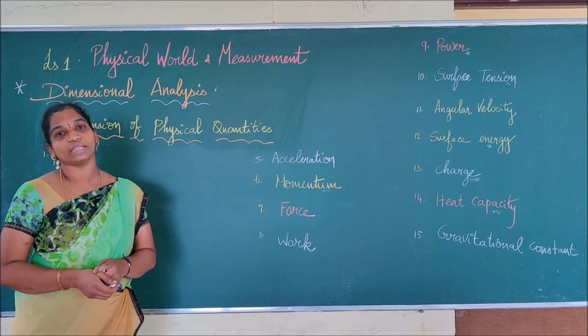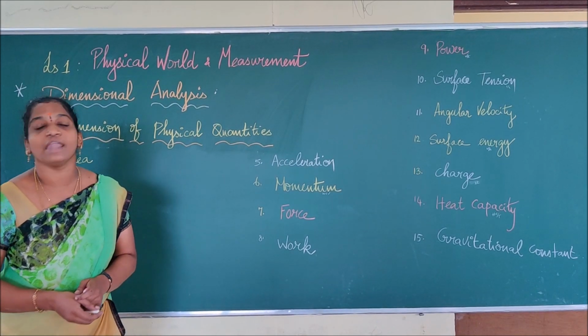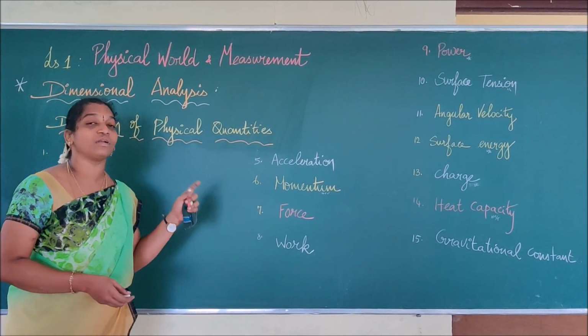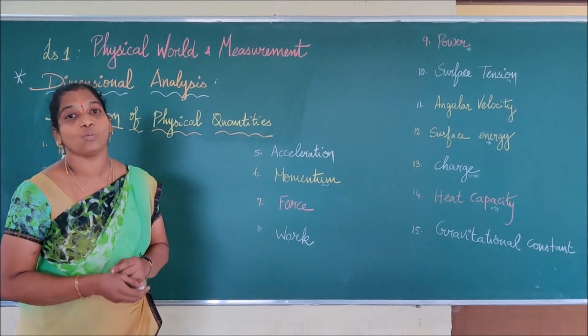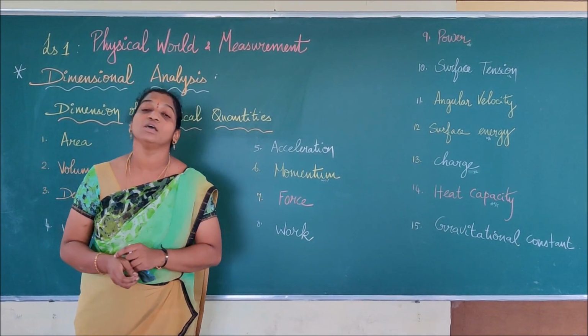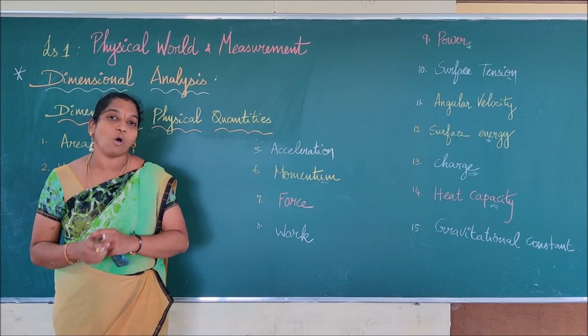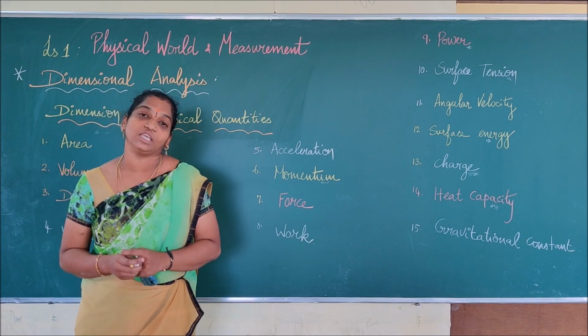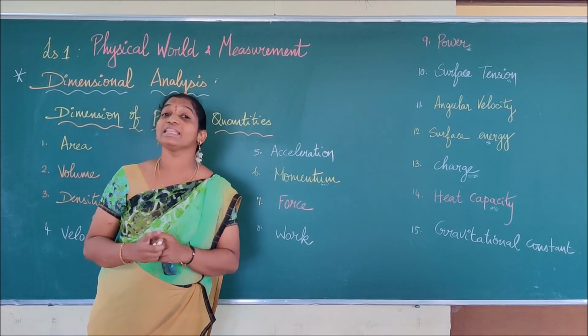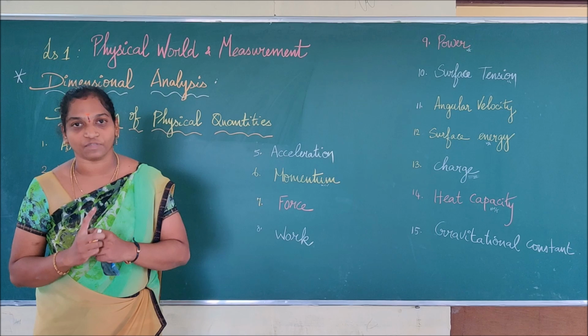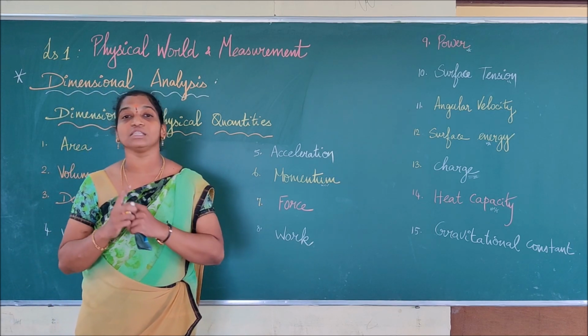So here I have taken only 15 examples. In your book they have given more, and after completing this and understanding how to write dimensional values for a given physical quantity, you are going to try for all the physical quantities which have been given in your book. You should not see the answer. So you have to know about the physical quantities and you have to see the formula.